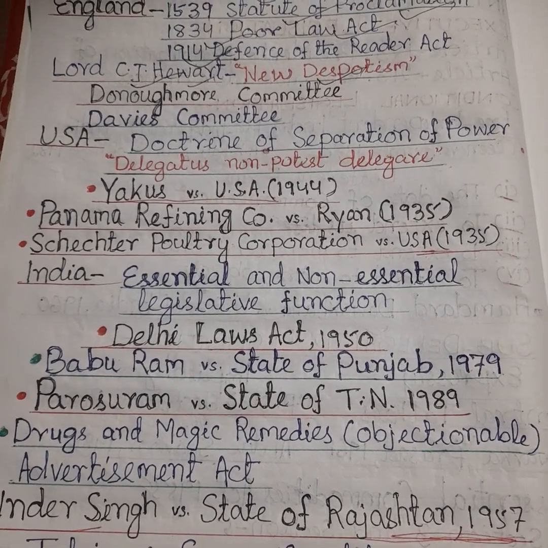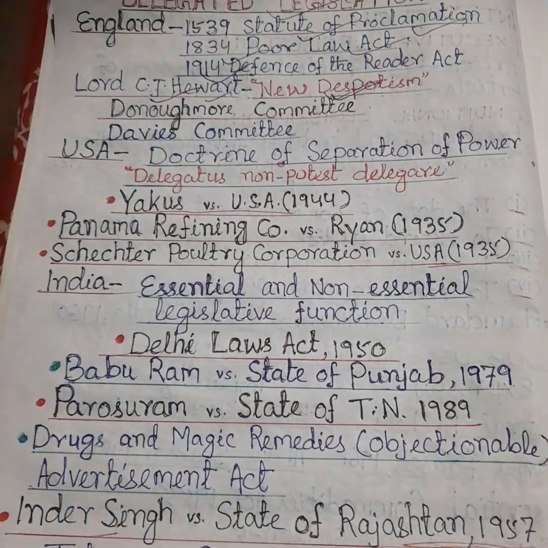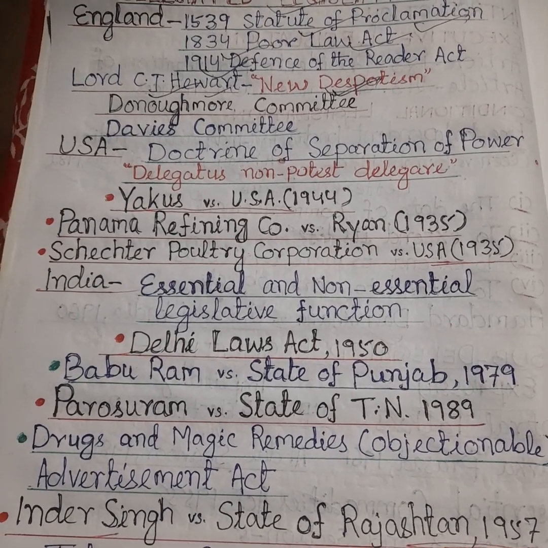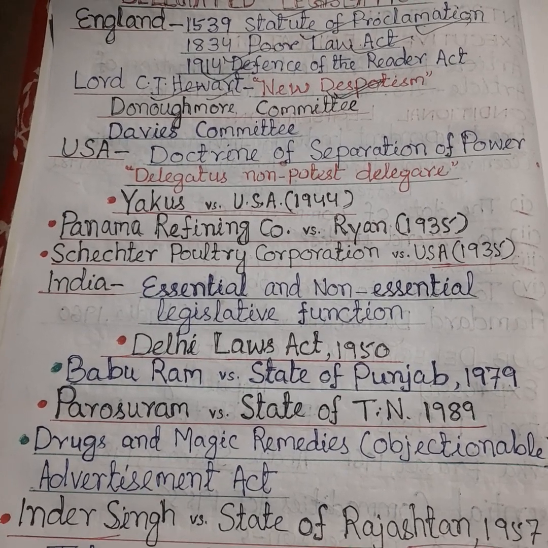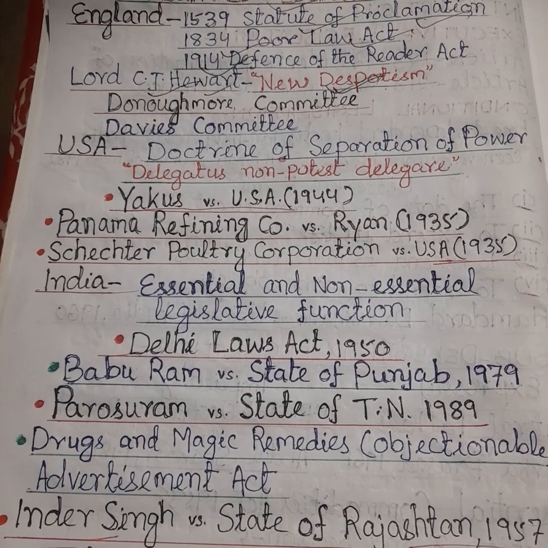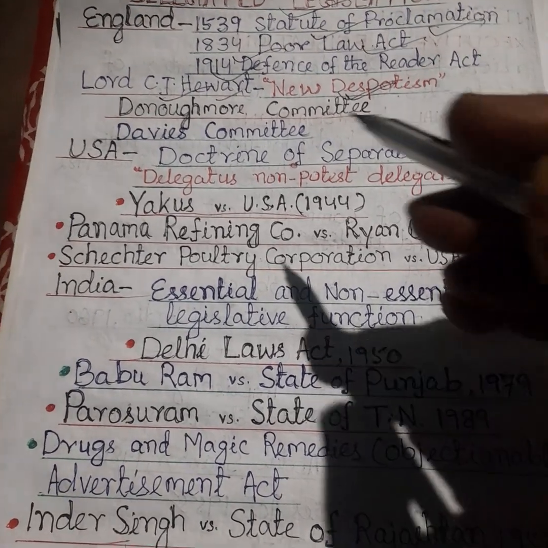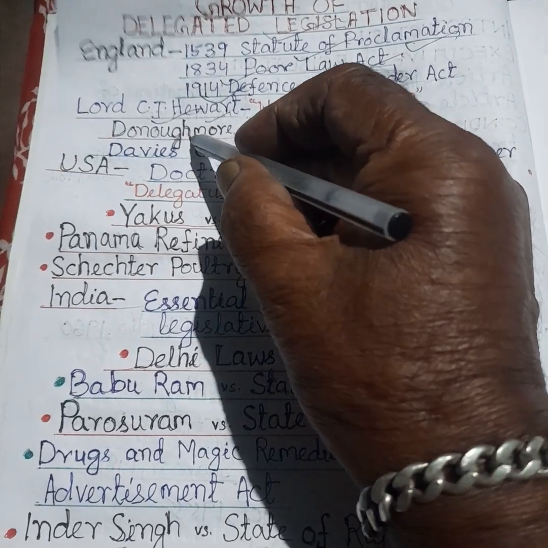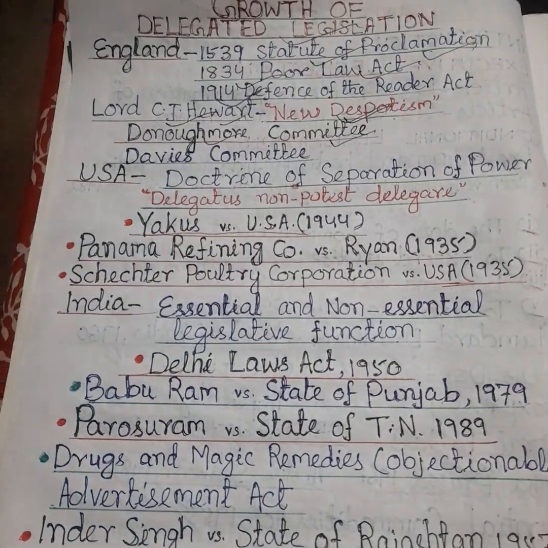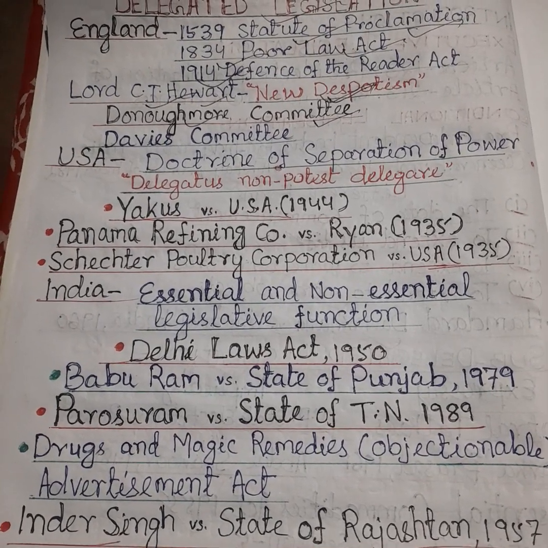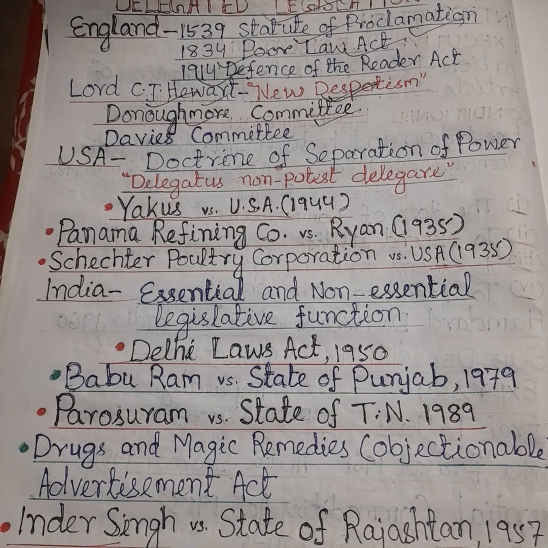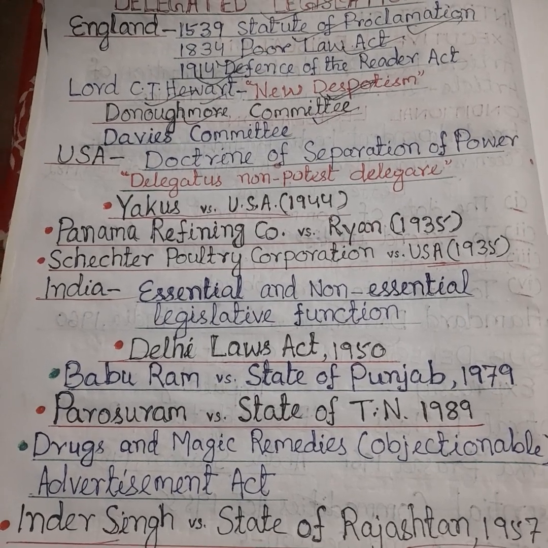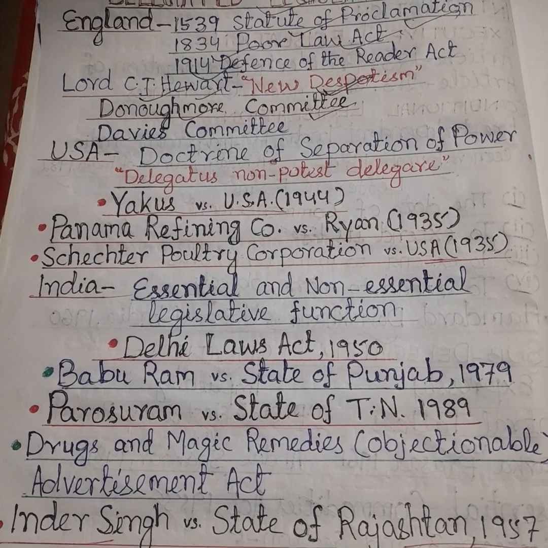This very book, New Despotism, created an atmosphere of disbelief and doubt among the members of Parliament. Accordingly, a committee was appointed by the English Parliament, the Donoughmore Committee, and this committee submitted its reports on parliamentary delegation of legislative power to the executive in 1932.